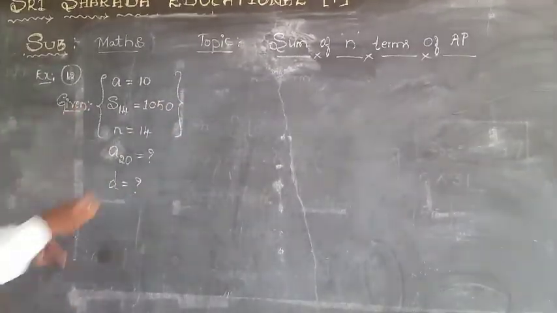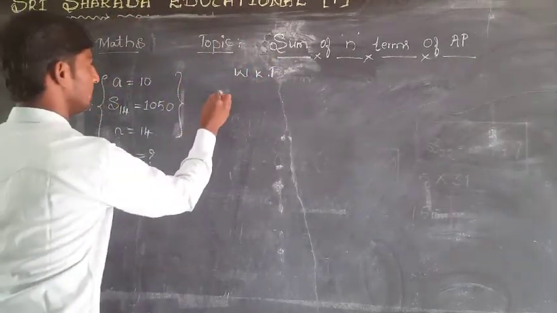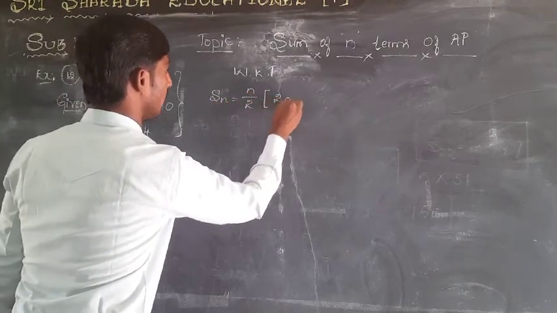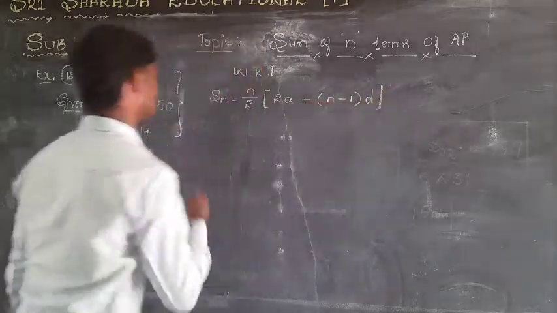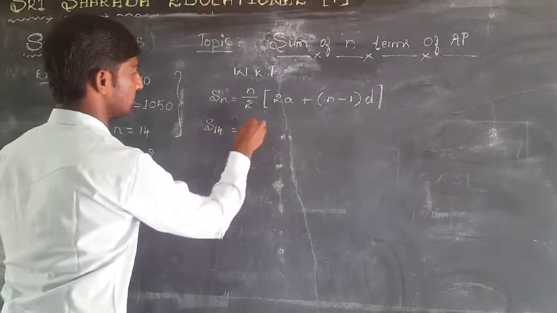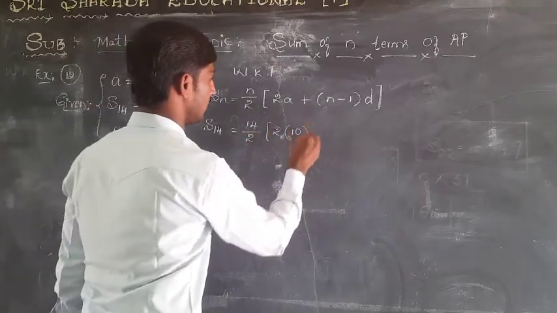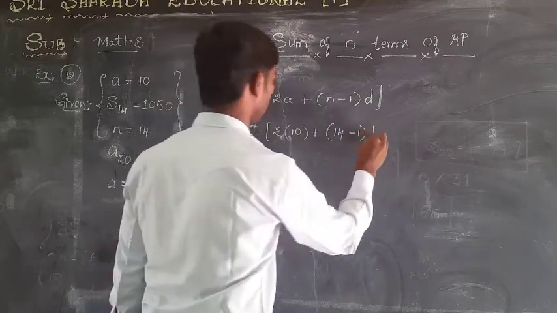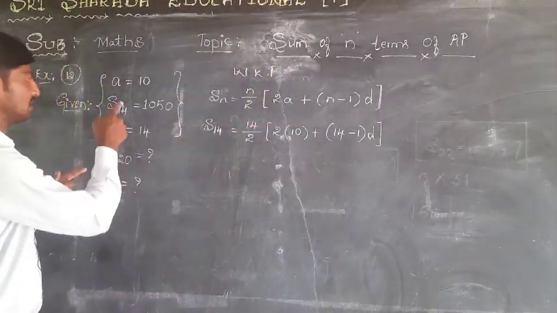Now for this we know that we have one formula: Sn is equal to n by 2 of 2a plus n minus 1 of d. That is, S14 is equal to n by 2, meaning 14 divided by 2, of 2a. What is the value of a? It is 10, plus n minus 1, where n value is 14, minus 1 of d value. We do not know d, so write d as it is. Now S14, they mentioned here. How much is it?